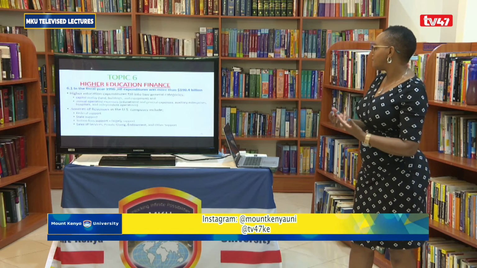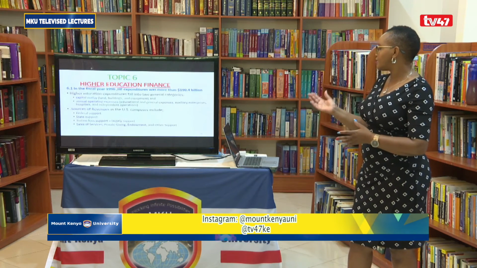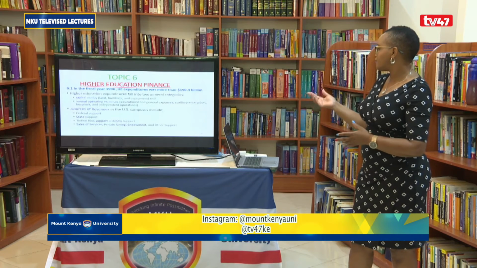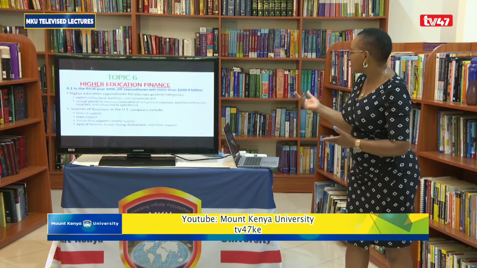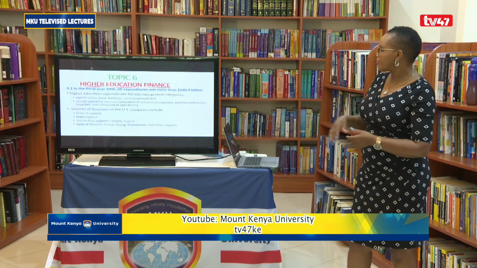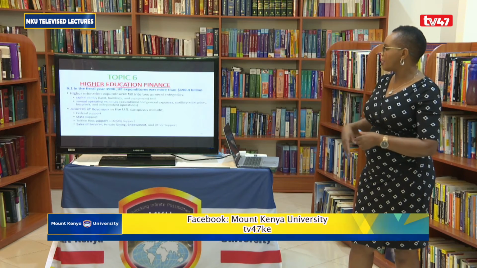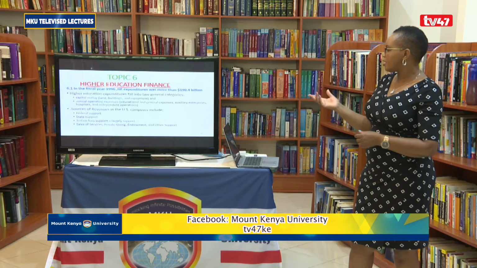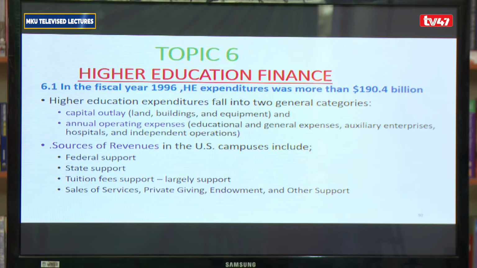Annual operating expenses, we also understand these are issues to do with education and general expenses, auxiliary enterprises, and so forth. And then we can also talk about the source of revenue. I've been able to give you one from the US. Where do they get their revenue from? I have given a few there. Federal support, state support, tuition, sales of services, private giving, endowment, and other support.